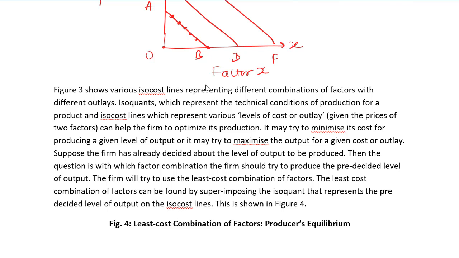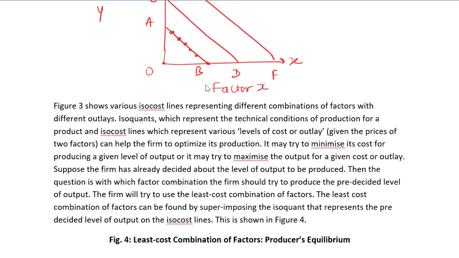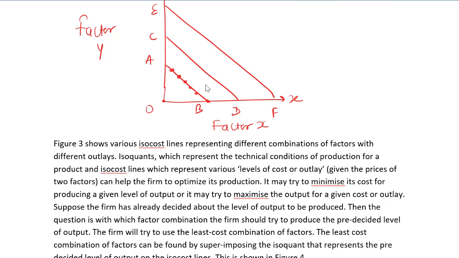This figure shows various iso-cost lines representing different combinations of factors with different outputs or different outlays. Isoquants, which represent the technical conditions of production for a product, and iso-cost lines, which represent various levels of cost or outlay given the prices of the two factors, factor X and Y, where X is priced at 10 and Y is priced at 20, can help the firm to optimize production.